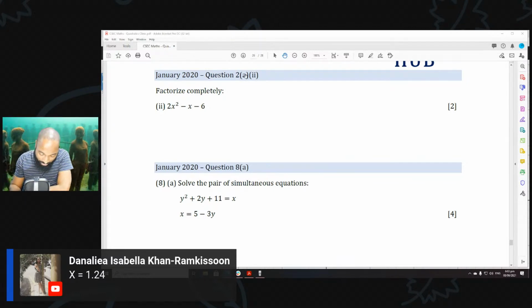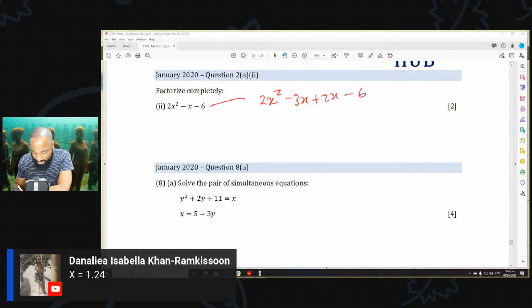We're bringing it home. Factorize completely 2x squared minus that. So what are we looking for? We're looking for negative 3x and plus 2x, minus 6x, into 2x minus 3. What did I do wrong? 2x squared minus 3x plus 2x, that's correct. We're reaching the end.